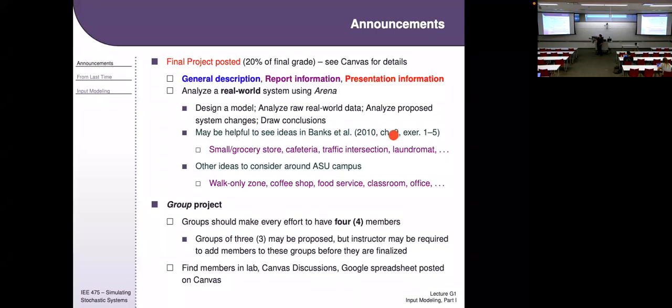For ideas, if you go to say chapter 9 and look at exercises 1 through 5 in Banks, they list a number of possibilities that I think are good to maybe get thinking, like a grocery store, a cafeteria, a traffic intersection, a laundromat. Also, as you're walking through ASU's campus, I think you'll see a bunch of good cases where some operations research could be done, like walk-only zones, how do you increase compliance, things like that. Many coffee shops, food services, classrooms, offices, the DART system, things like that. So there's a bunch of different opportunities where it would be very easy to observe these processes going on, take data on them, build a simple simulation model of them, and then try an intervention. So what if we had more of these resources? What if we used a different way to assemble this product, and so on and so forth?